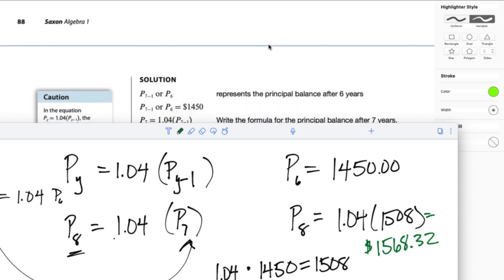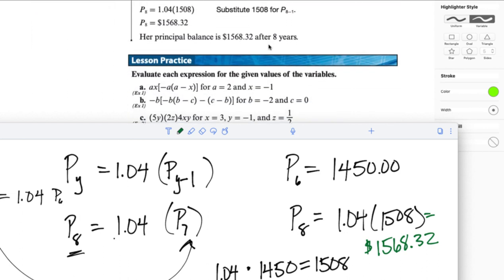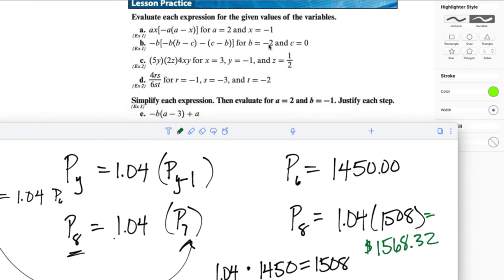So that's the process. Take a look at it. Ask me about it because it was a little complicated. And they explain it slightly differently, but basically the same way in the text.